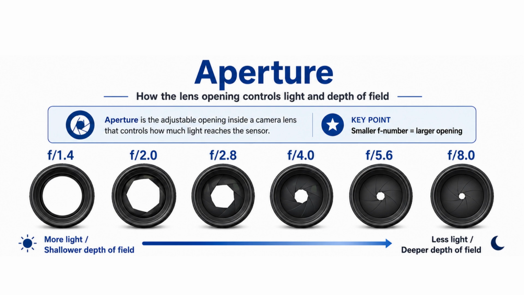Aperture is the adjustable opening inside a camera lens that controls how much light reaches the image sensor. It is measured using f numbers, such as f/1.4, f/2.8, or f/8. A smaller f number means a larger opening, allowing more light into the camera.